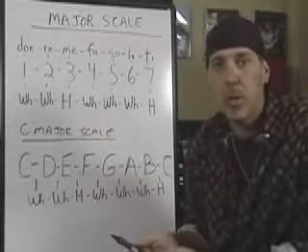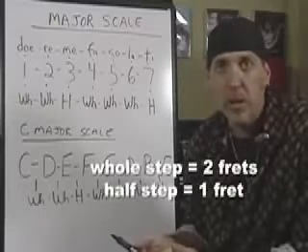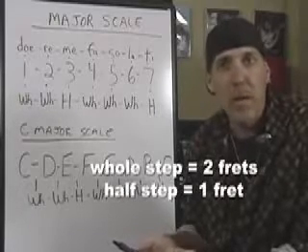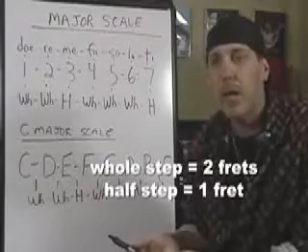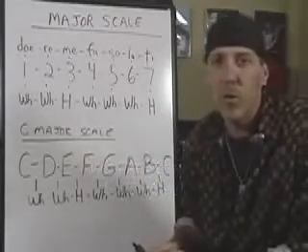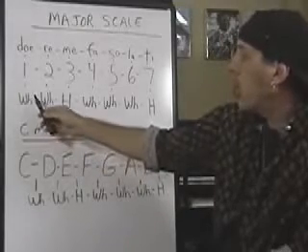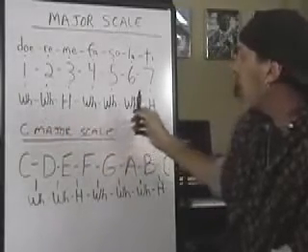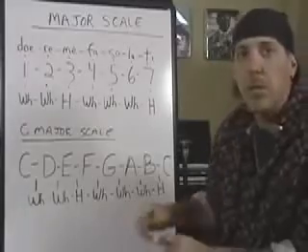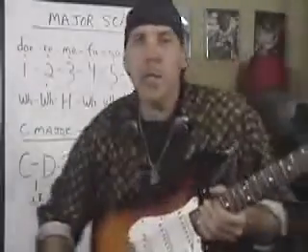On guitar, a whole step is 2 frets. That's also called a whole tone. And a half step is 1 fret, also called, you might have heard it called, a semitone. So if you can memorize this formula, whole step, whole step, half step, you can build any major scale. I played the scale before. Let's do it in the key of C. Okay?